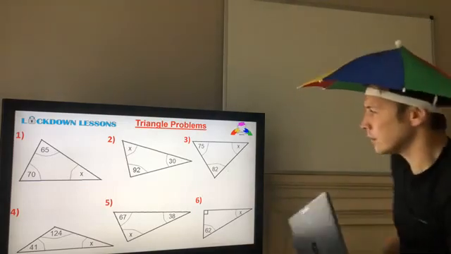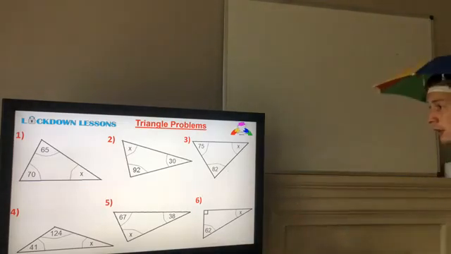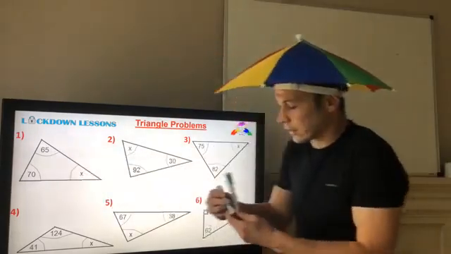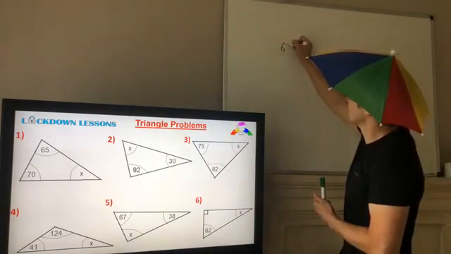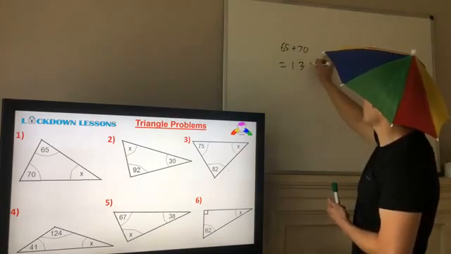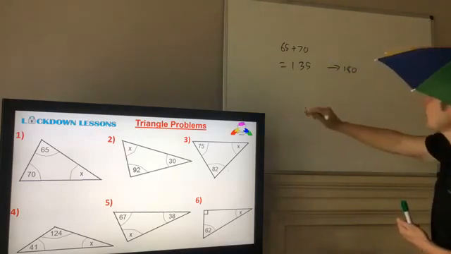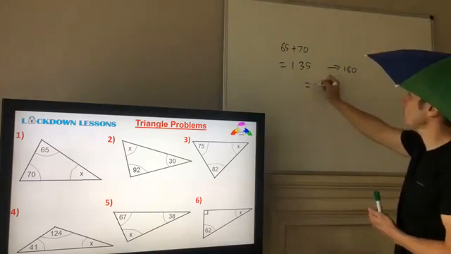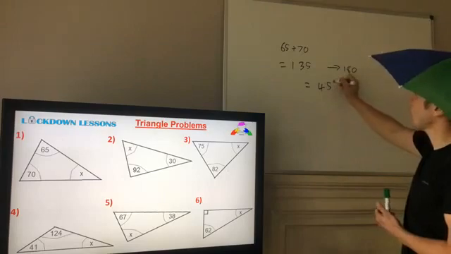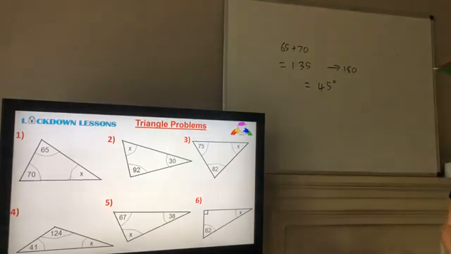Okay, so let's have a look at the first one, just to check you're getting the first one right. So if you do 65 add 70, that gives you 135, and then you get into 180, find the difference between those two, equals 45 degrees for the first triangle. Okay, so 45 degrees for the first triangle.